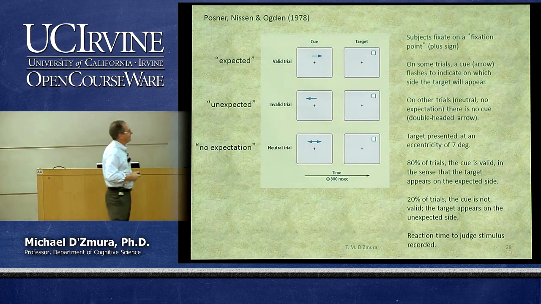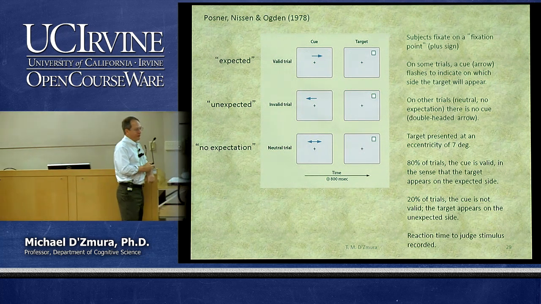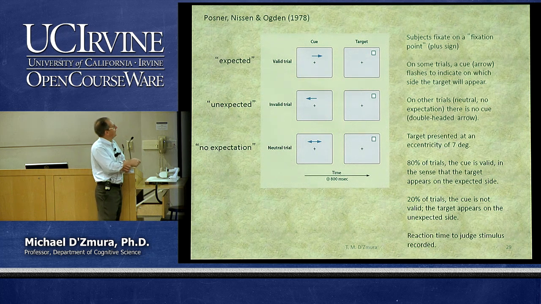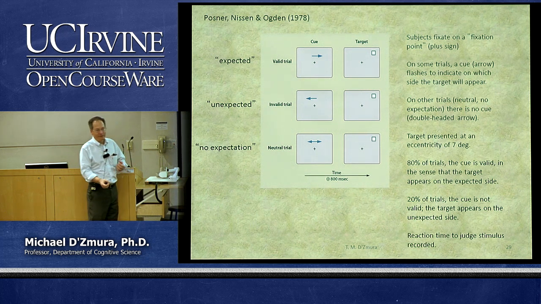That's an invalid cue. Finally, there are going to be some trials in the experiment where you're not really going to get a cue concerning which side the target appears on. This is a neutral trial, and what you'll get is a double-headed arrow. And it's effectively saying, well, it might show up on the left, it might show up on the right.